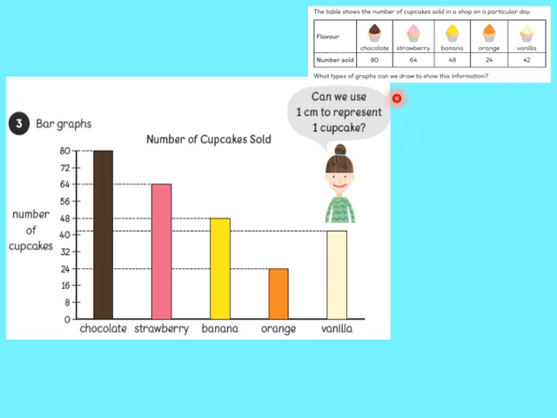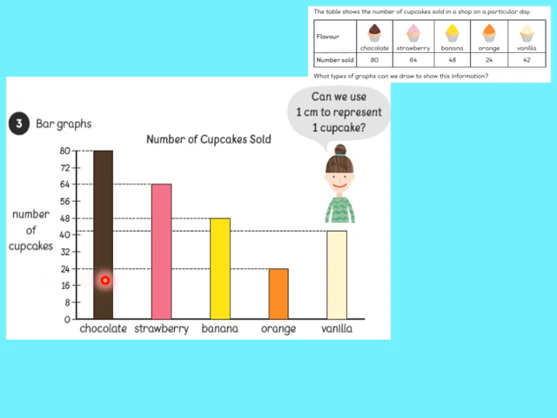We could look at the chocolate, so that should show that there's 80 sold. So we have our flavours of cupcakes here, our number of cupcakes, and this time we have some numbers at the side that's going up in multiples of 8 to show us how many were sold. So if we look at chocolate and we go up the bar and we go across to the left, that shows us that there were 80 cupcakes sold. Similarly, if we look at orange, we know that should say 24. We just go up the bar, across to the left, and we can see that reads off at 24.